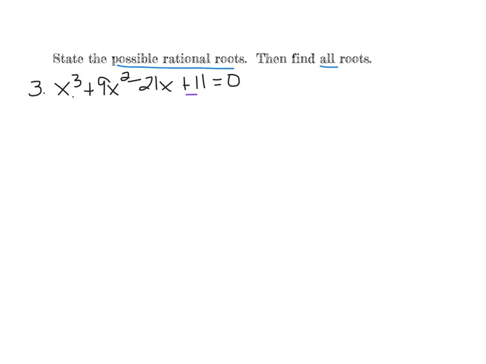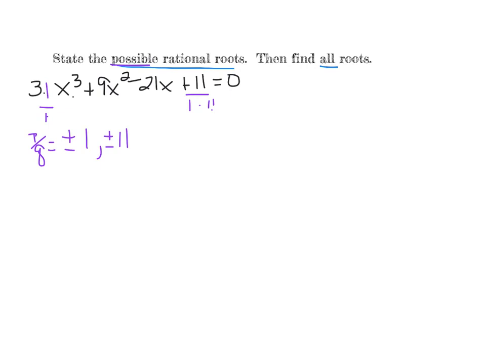So let's list our P's and Q's. P's here, just 1 and 11. Q's here, just the 1. So for my P over Q, I have positive or negative 1 divided by 1 is 1, 11 divided by 1 is 11. I have 4 choices here for my possible rational roots.